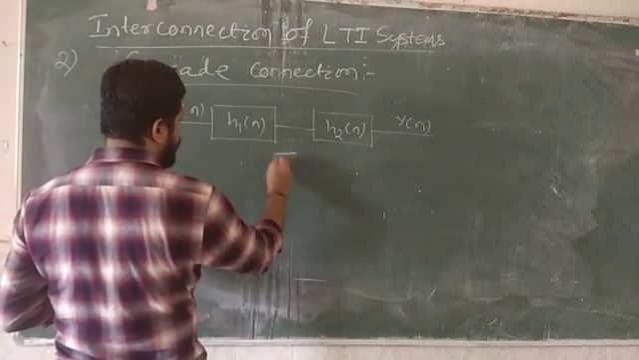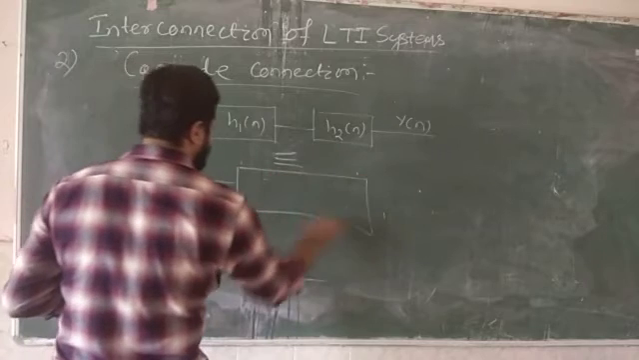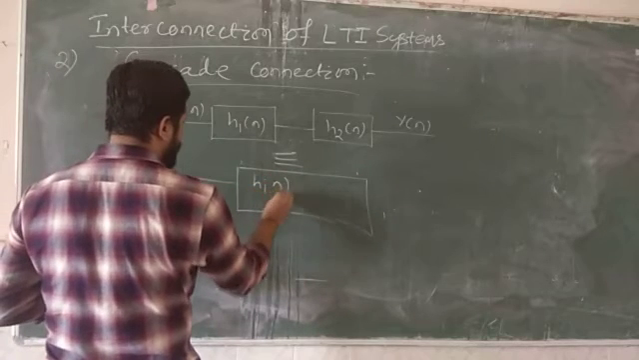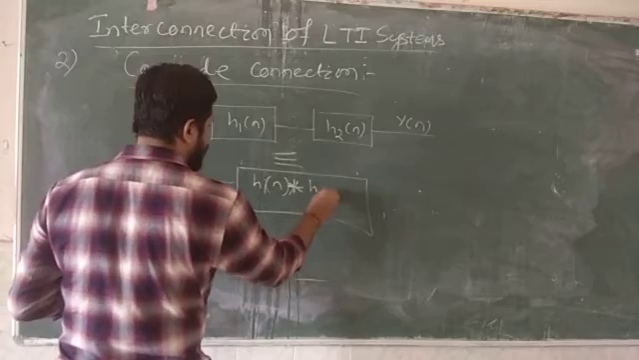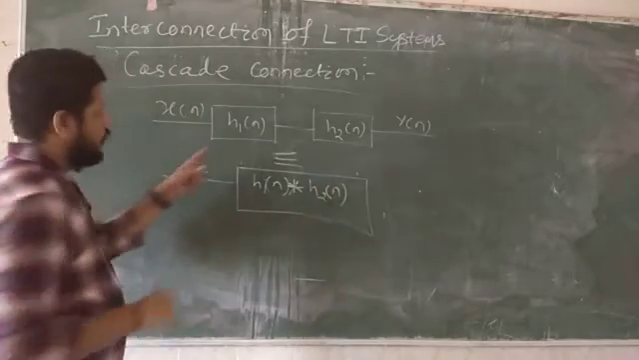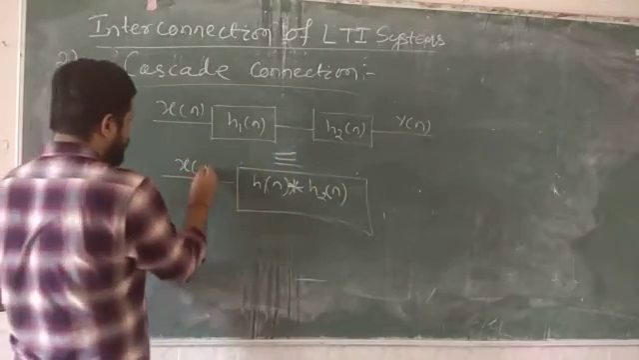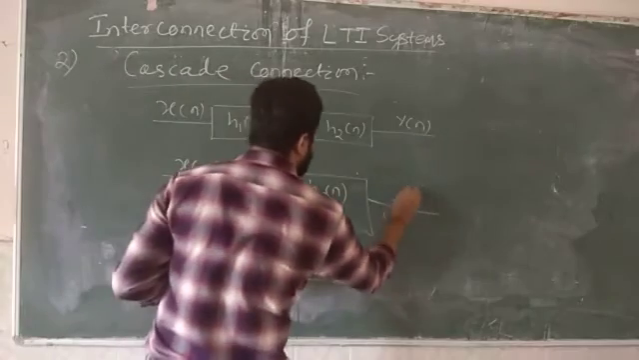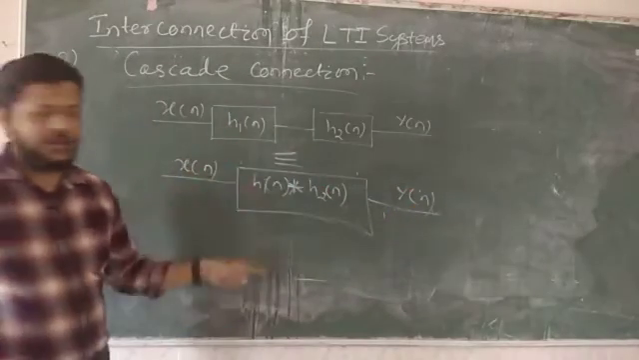This is equivalent to: whenever two systems are connected in cascade, the overall system response becomes the convolution of the two. So h1[n] convolved with h2[n], then we have x[n], and then we have y[n]. So the overall system response you can see here is the convolution.